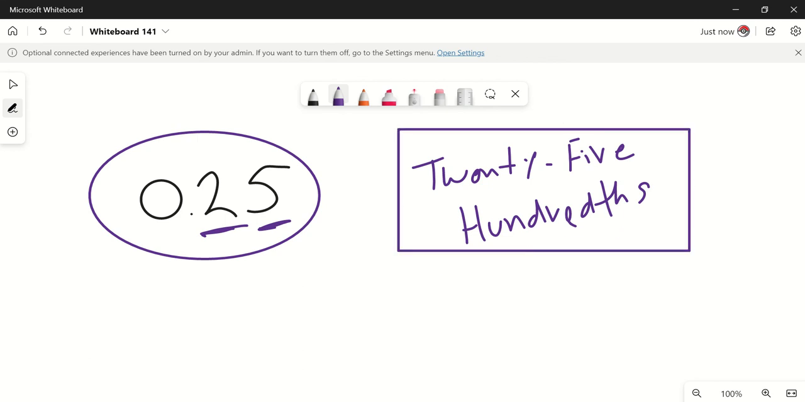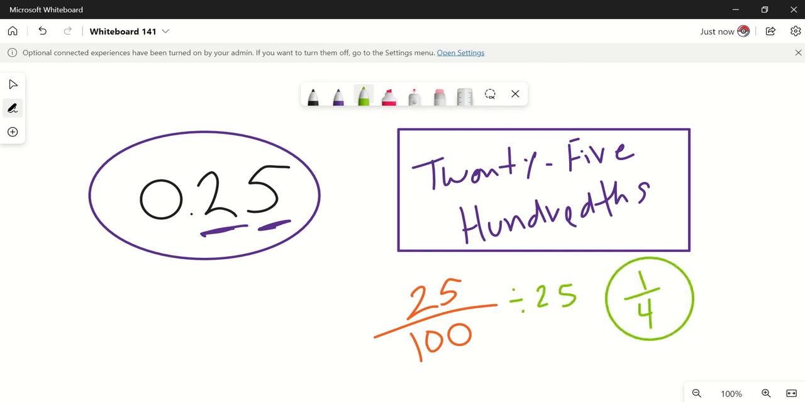Now, in order to turn it into a fraction, we would just put 25 over 100. Then we would simplify, knowing that 25 would go into both numbers. This would become 1/4. 0.25, which is 25 cents or a quarter, would become 1/4 after this.